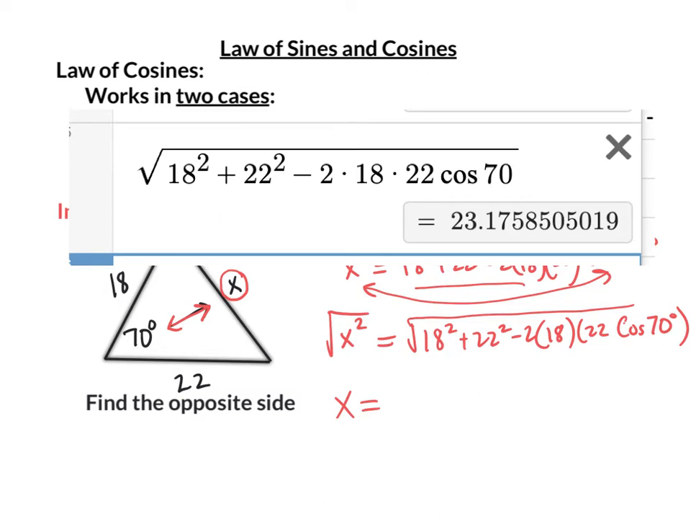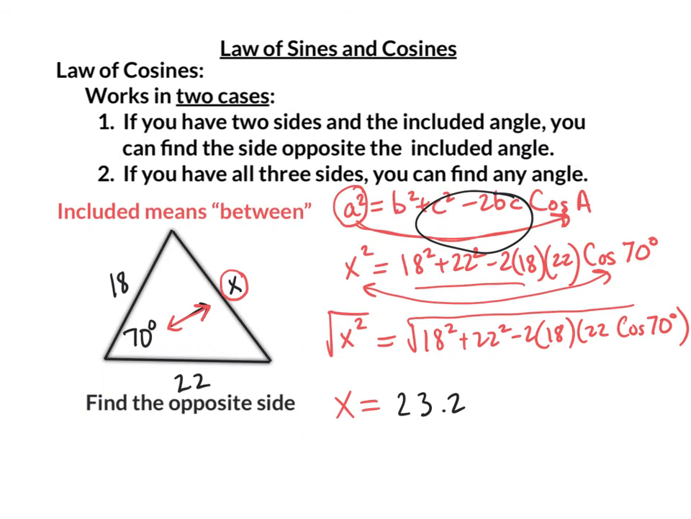Here's what it should look like. When you start typing, just type SQRT and the square root will pop up. And just type that whole statement under the square root. Make sure you're in degrees, not radians. Most of these questions will probably ask you to round to the tenth. So this would be about 23.2. Make sure your answer is reasonable. Take a look at the triangle. Does 23.2 seem like a reasonable answer? Looking at the triangle, it looks good to me.